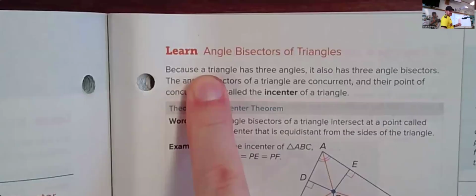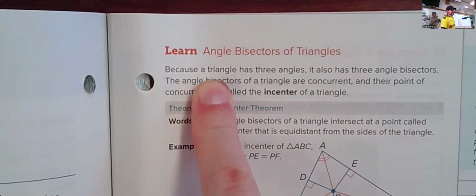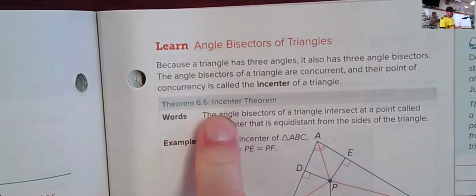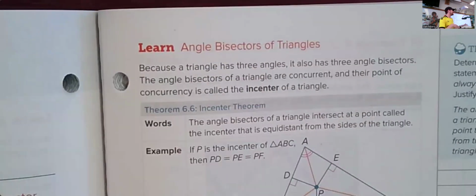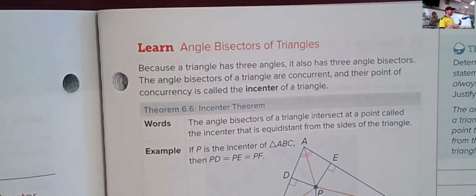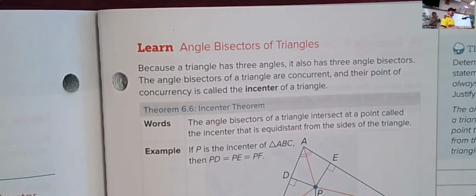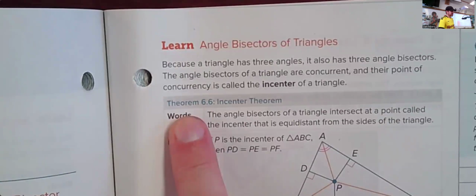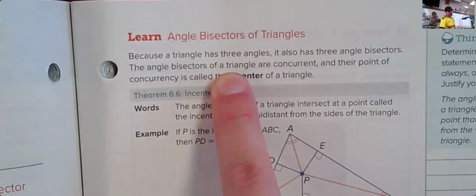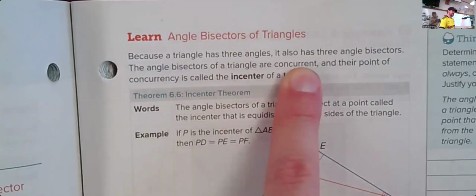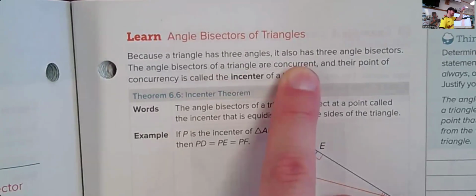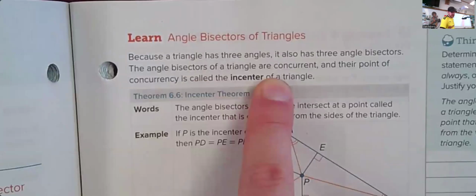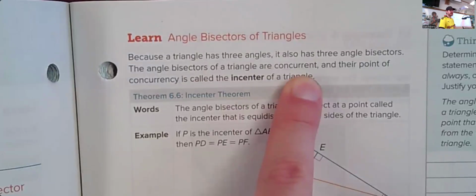So angle bisectors of triangles. We talked about angle bisectors of angles. Now we're going to be talking about angle bisectors of triangles. Yesterday and the day before, we talked about perpendicular bisectors of the sides of a triangle. Now we're talking about angle bisectors of the angles of a triangle. Because a triangle has three angles, it also has three angle bisectors. That makes sense. Each of the angles in a triangle could be cut in half. The angle bisectors of a triangle are concurrent, kind of like the perpendicular bisectors.